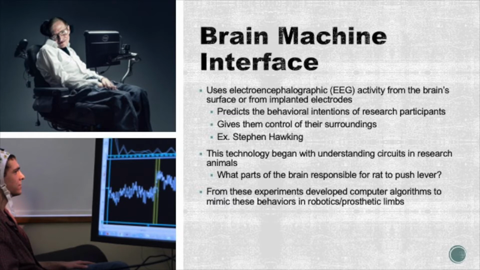So they can control words on a screen, like the example of the famous Stephen Hawking, who has EEGs implanted in his brain that allow him to control which words he wants to speak using the Intel computer that's pictured here with a speaker. So that's a really famous example of how this brain-machine interface can be used to help people communicate and interact with their environment.